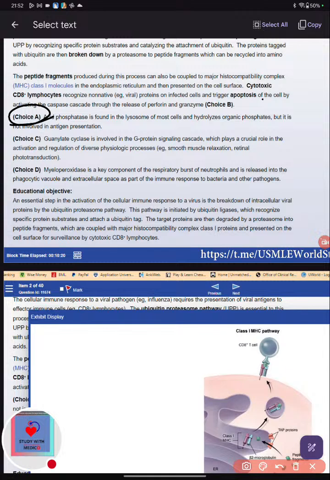Choice A, acid phosphatase, is found in the lysosome. So acid phosphatase is found in the lysosome of mast cells. Mast cells have lysosomes, and in them acid phosphatase is found. It hydrolyzes organic phosphates, but it is not involved in antigen presentation.